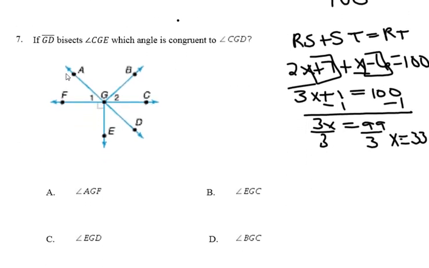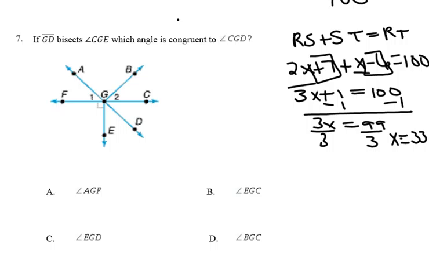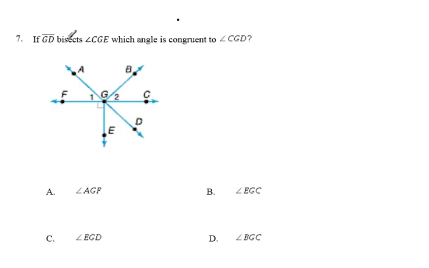Number 7. If GD bisects angle CGE. Well, let's start by marking that on our picture. Here's angle CGE. It says that GD bisects it. So GD comes around and bisects this angle.